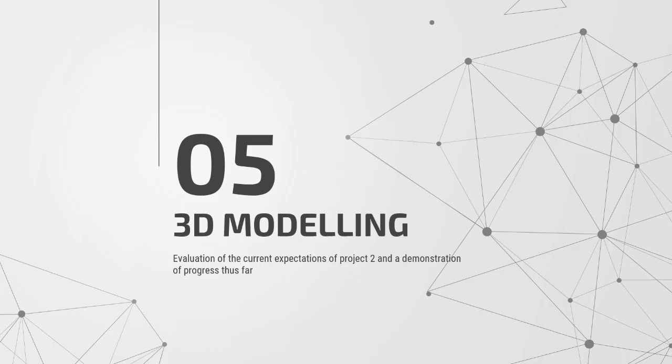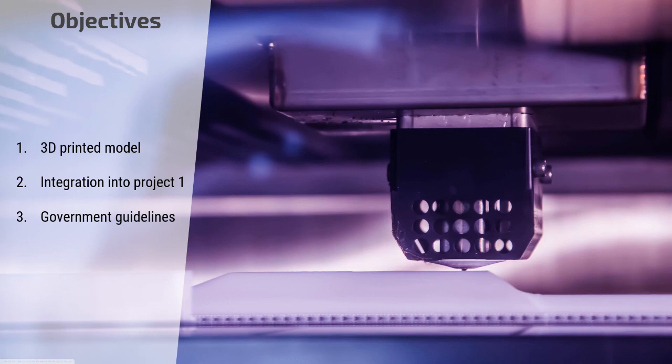For the 3D model part of the project, we have three objectives. Produce a 3D printed model. This is the objective that requires the least amount of accuracy in the model. Integration into the Project 1 web app. For this, the model needs to be the most accurate but more optimized as it will be running in a phone browser. Government guidelines. They want a 3D model that matches the scheduled monument consent criteria in case they want to make future site restorations and repairs.